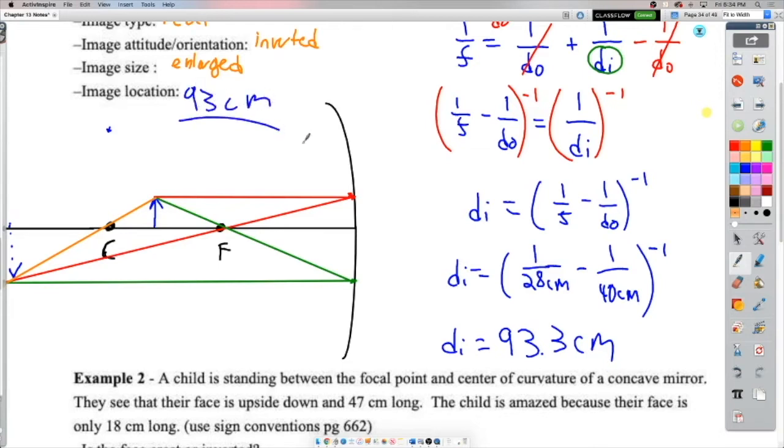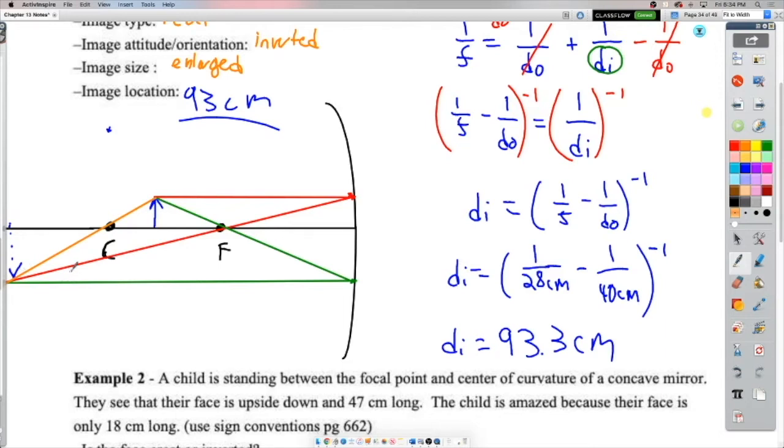Now, what does that positive mean? Because it means something. We could have got a negative. That's possible. Okay, but we got a positive. So remember, that means the image formed in front of the mirror. Sure enough, yes, our image did. It formed in front of the mirror, on the real side of the mirror.